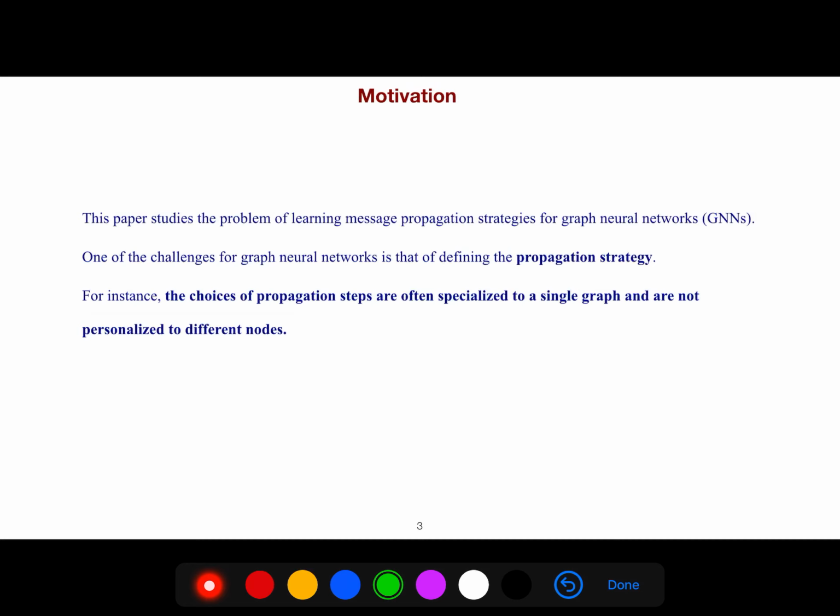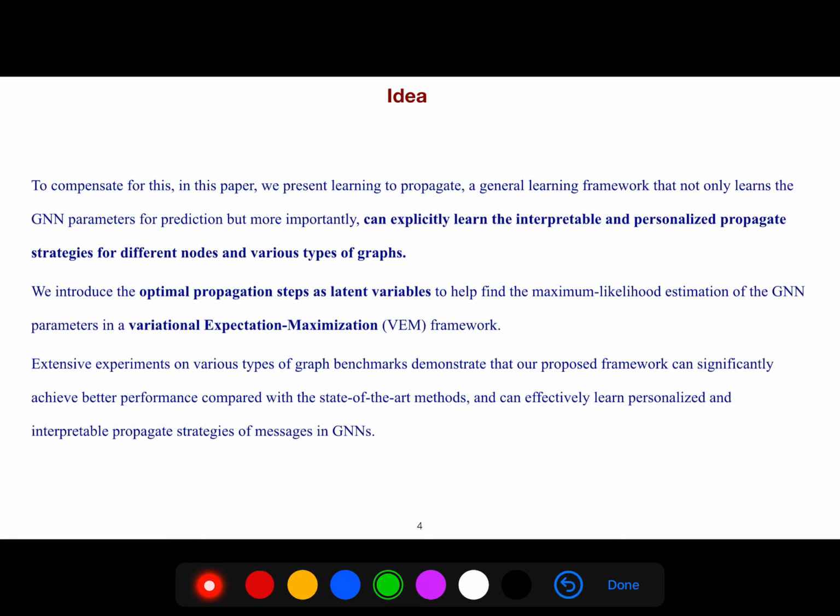One of the challenges for graph neural networks is that of defining the propagation strategy. For instance, the choices of propagation steps are often specialized to a single graph and are not personalized to different nodes. To compensate for this, in this paper we present learning to propagate, a general learning framework that not only learns the GNN parameters for prediction, but more importantly can explicitly learn the interpretable and personalized propagation strategies for different nodes and various types of web graphs.